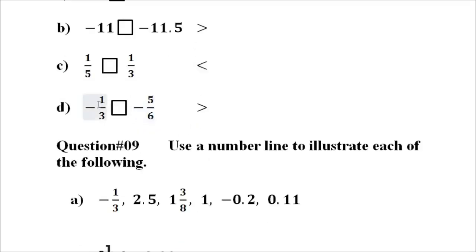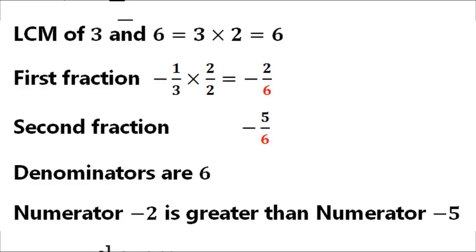The fourth part is negative 1 over 3 and negative 5 over 6. To find out which one is greater, I will make their denominators the same. The LCM of the denominators 3 and 6 is 6. If I multiply both the numerator and the denominator of the fraction negative 1 over 3 by 2, we can get the fraction negative 2 over 6.